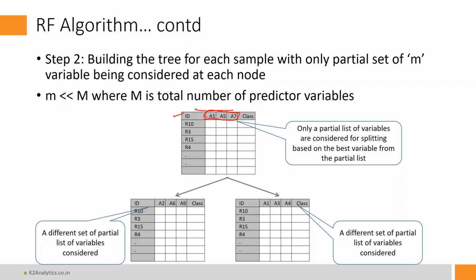Similarly, in random forest, at a root node, there are 100 variables, but I have said 10. Consider 10 out of 100. From that 100, randomly 10 variables will be selected. And only those 10 will be considered for Gini gain calculation. Of those 10, whichever is the best variable, that variable will be considered for splitting.